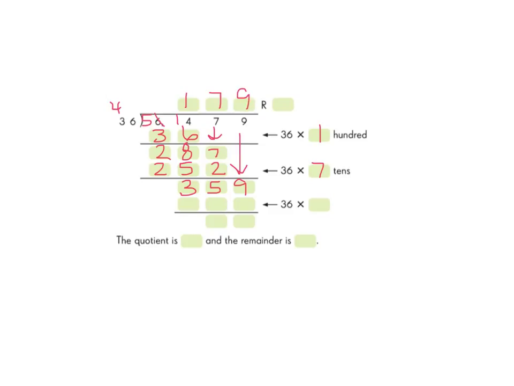9 times 6 is 54. 9 times 3 is 27, plus 5 is 32. So 36 times 9 equals 324. Let's subtract to find our remainder. 9 minus 4 is 5, and 5 minus 2 is 3. So our answer is 179 as our quotient and 35 as our remainder.